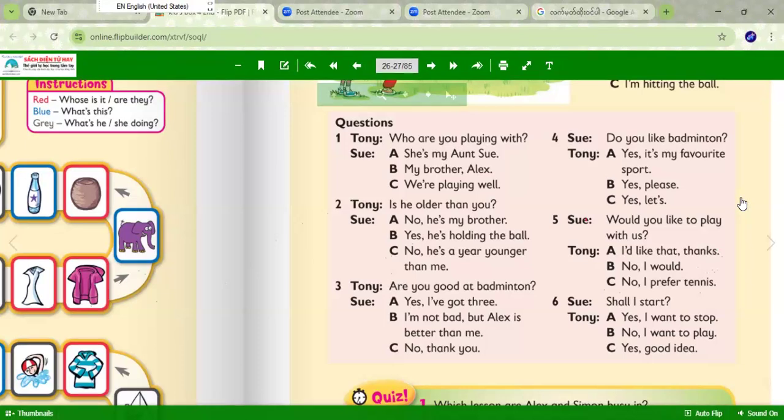If you say yes, your explanation has to be positive in meaning; if you say no, your explanation has to be negative in meaning. Okay, so this kind of question is very easy.